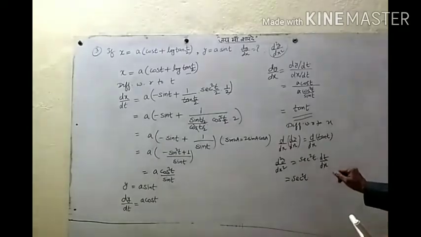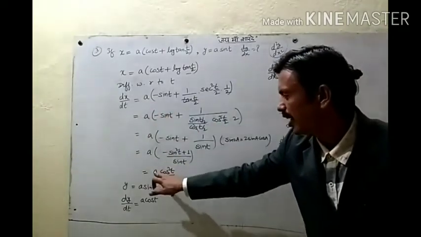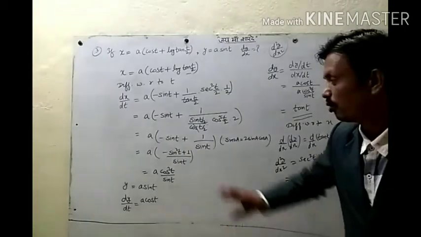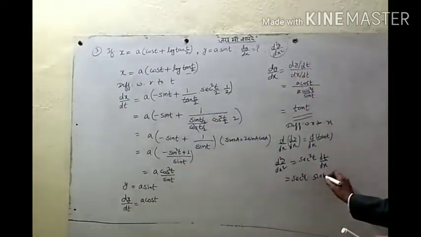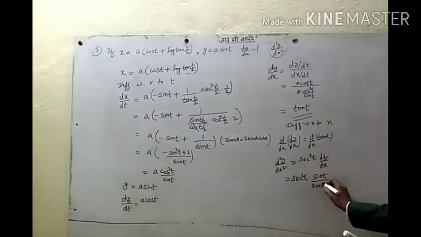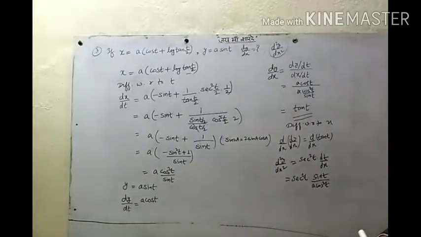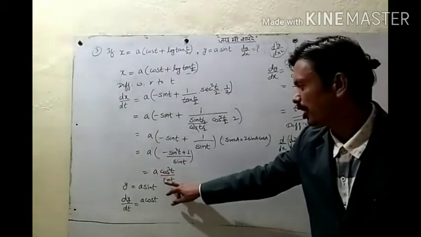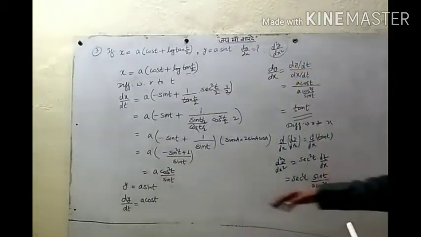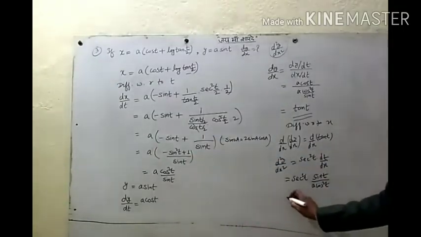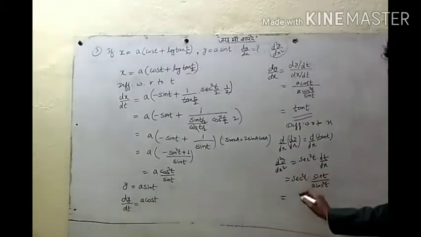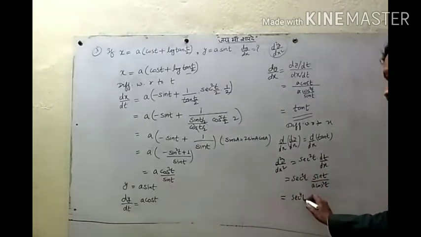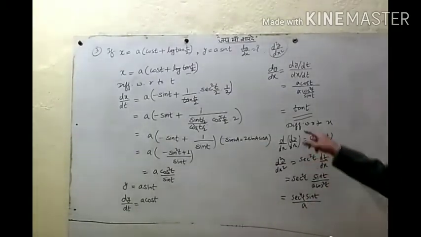So now we have sec square t into dt by dx. So dx by dt is a cos square t by sin t, right? So what is dt by dx? It's the reciprocal, so it will be sin t by a cos square t. Okay. Now cos square and sec square, either you can write in the numerator or denominator. Cos square written in the numerator, then you get sec to the power 4 t sin t upon a. This is our second order derivative.